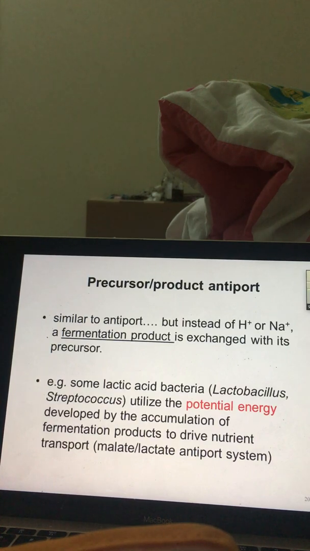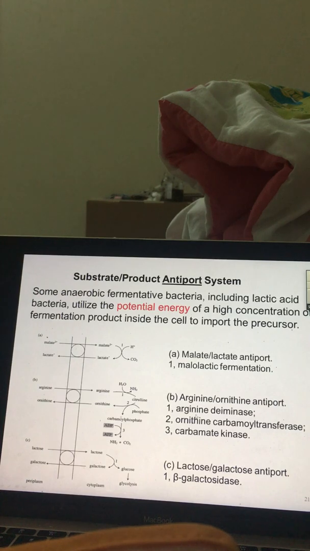So let's look at a substrate product antiport system where you will see either sugars or amino acids being brought in by the buildup of the product inside the cell. If you look at it, this is the periplasmic space, or the outside of the cell as it would be, and here is the cytoplasm part of it. So malate is being transported in, and the malate will be broken down by the fermentation to create lactate, and buildup of lactate will eventually drive out, and the malate will be brought in. So this is the antiport system, using the energy of the fermentation product that is created in here.